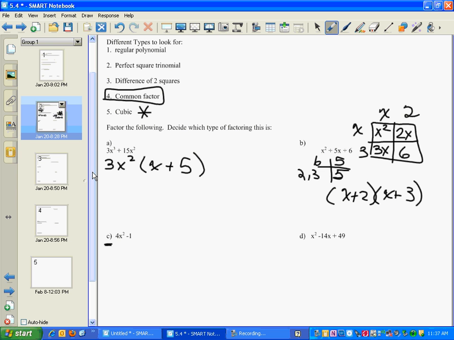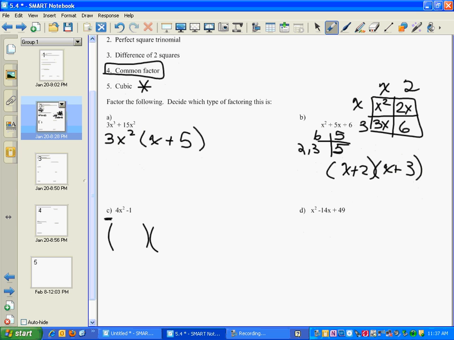4 is a perfect square. X squared is a perfect square. 1 is a perfect square. And I'm taking the difference between the two, so I'm subtracting. So what's nice with that is if you can recognize that as your pattern, you can right away jump to factoring those cleanly without doing the box method. If you feel more comfortable with the box method, do it.